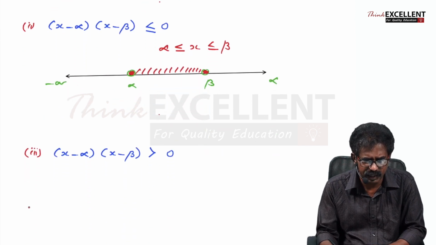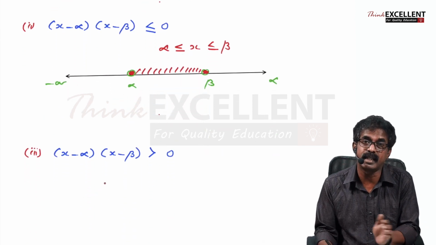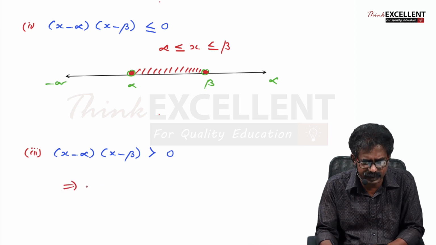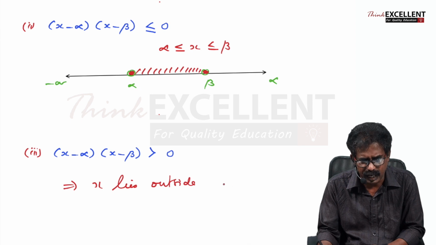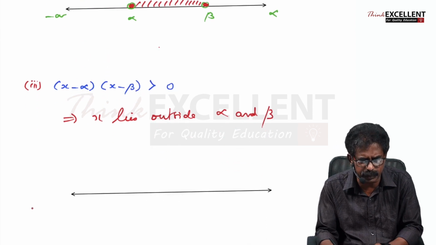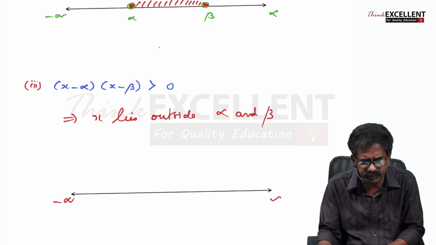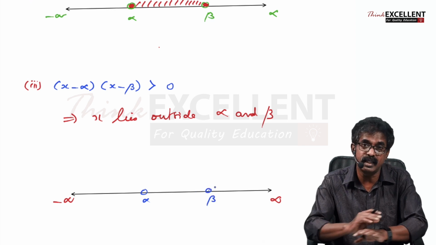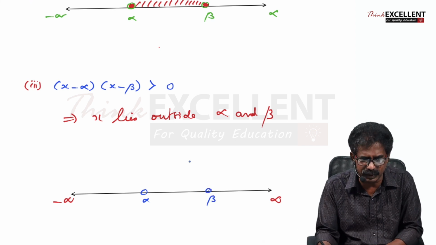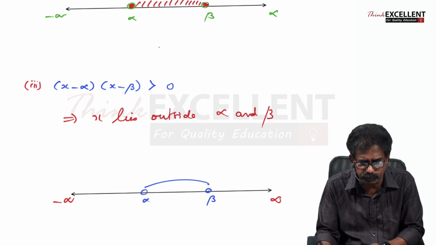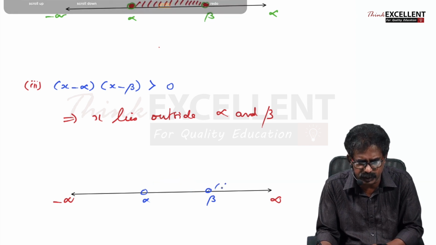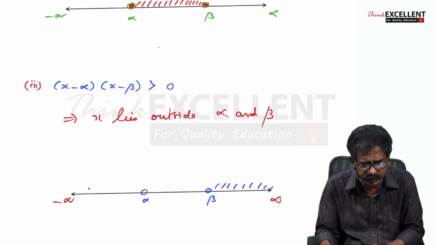X minus alpha into x minus beta greater than 0. So what can you say? X lies outside alpha and beta. Please listen. This is minus infinity, plus infinity. I'm taking this as alpha, this as beta. Don't take anything inside. Outside alpha and beta. Don't take inside, so don't take this portion. You have to take outside. Outside means this portion and this portion.